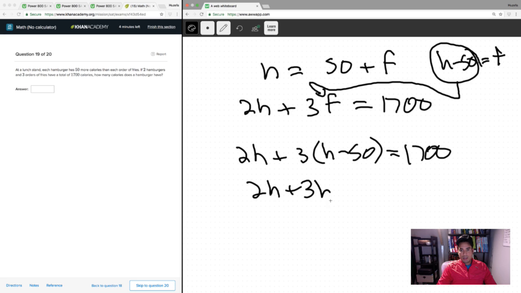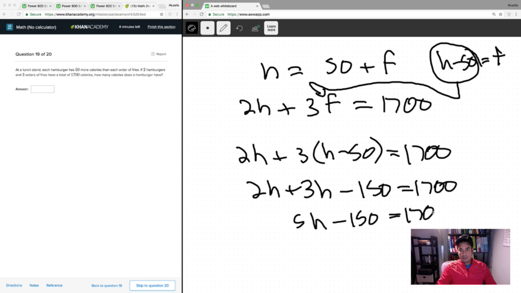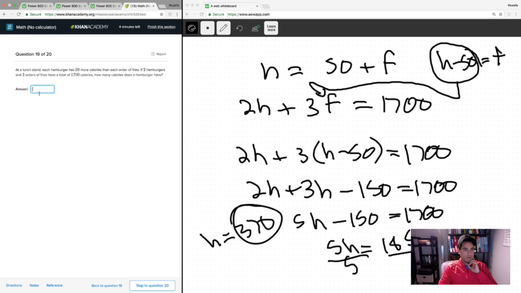2h plus 3h minus 150 equals 1,700. 5h minus 150 equals 1,700. 5h equals 1,850. Divide both sides by 5. And h equals, let's see, divided by 10 would be 185. Double that is 370, I believe.